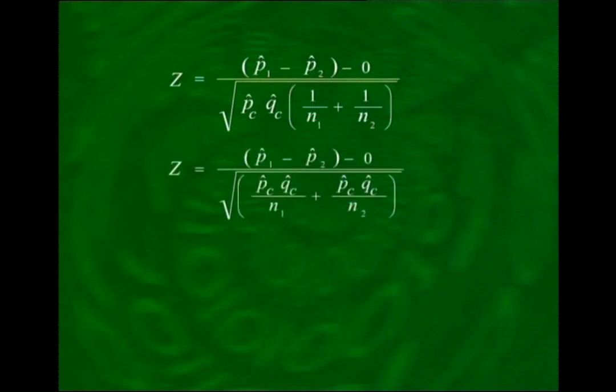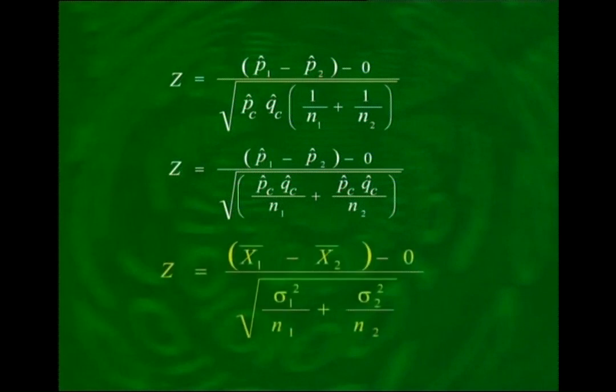Now, students, coming back to our test statistic, z is equal to p1 hat minus p2 hat minus 0 over the square root of PC hat into QC hat multiplied by 1 over n1 plus 1 over n2. ये जो फॉर्मूला है ये हमें किस तरह से मिला? अगर आप PC hat into QC hat को ब्रैकेट के अंदर ले जाएं, then z is equal to p1 hat minus p2 hat minus 0 over the square root of PC hat into QC hat over n1 plus PC hat into QC hat over n2.